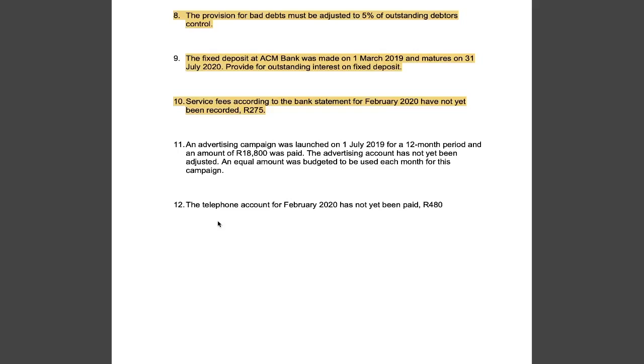So if you have not paid an expense, we know that falls part of our telephone payable or accrued expense, which will be in the current liabilities section of the balance sheet. But it will also affect our income statement. So let's remember that it's 480.